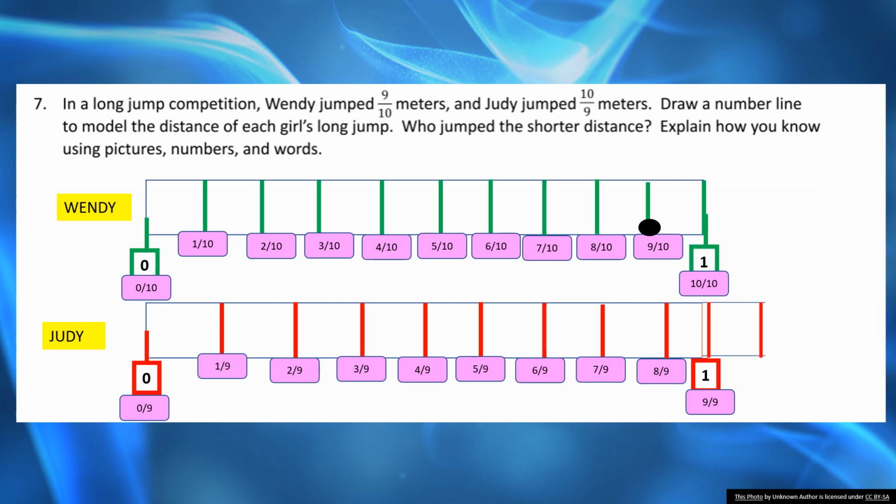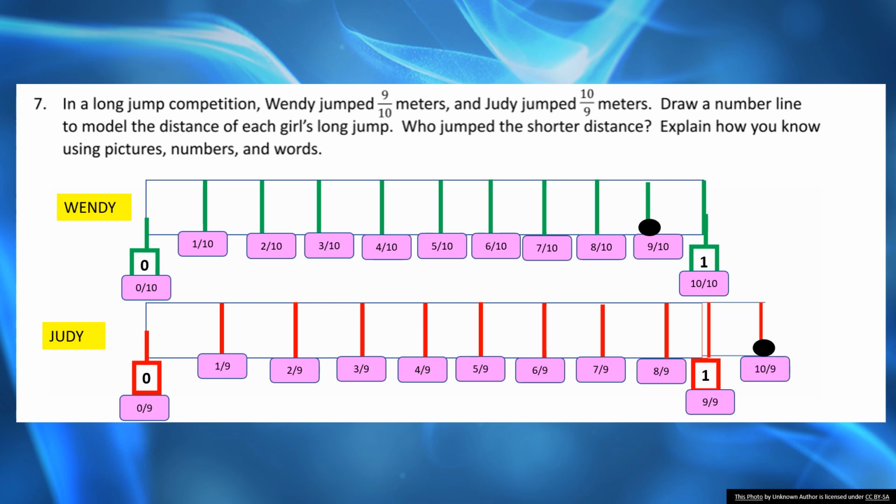And then that extra little square that we added, that extra ninth we added, that's 10 ninths. And we had to do that so that we could correctly represent Judy's jump, because Judy jumped 10 ninths. So Judy jumped over 1 whole. She jumped more than 1 whole. She jumped more than a whole meter. All right, so we go ahead and plot where Judy jumped to. Judy jumped right there. And if you want to circle it, you can go ahead and circle it.